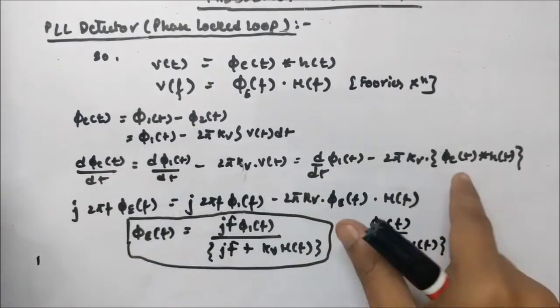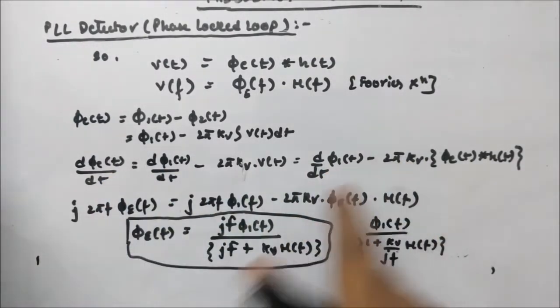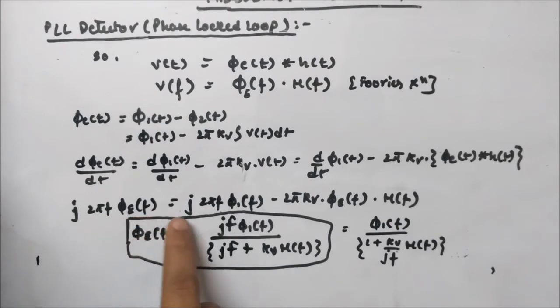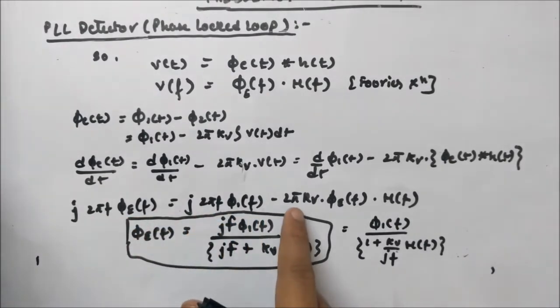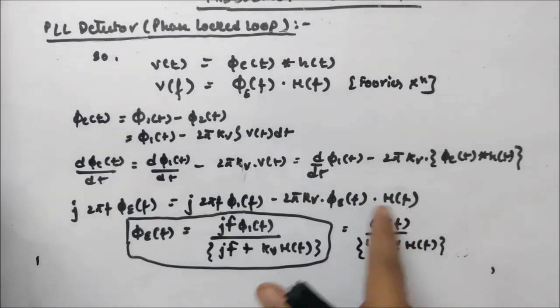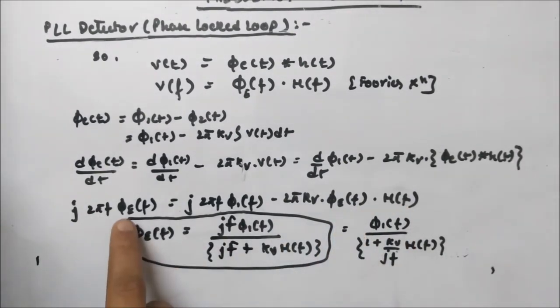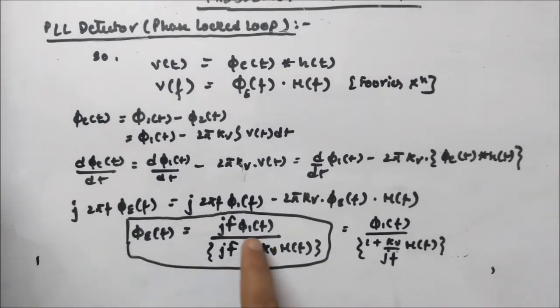If you take the Fourier transform of these two signals, you will get j2 pi f phi e(f) equal to j2 pi f phi 1(f) minus 2 pi kV phi e(f) into H(f). Now there is also a phi e(f) here. If you take phi e(f) common and rearrange, you will get phi e(f) equal to jf phi 1(f) divided by jf plus kV H(f). Now you can also write it with jf common: phi 1(f) divided by 1 plus kV H(f) over jf. This is the Fourier transform of the phase error.